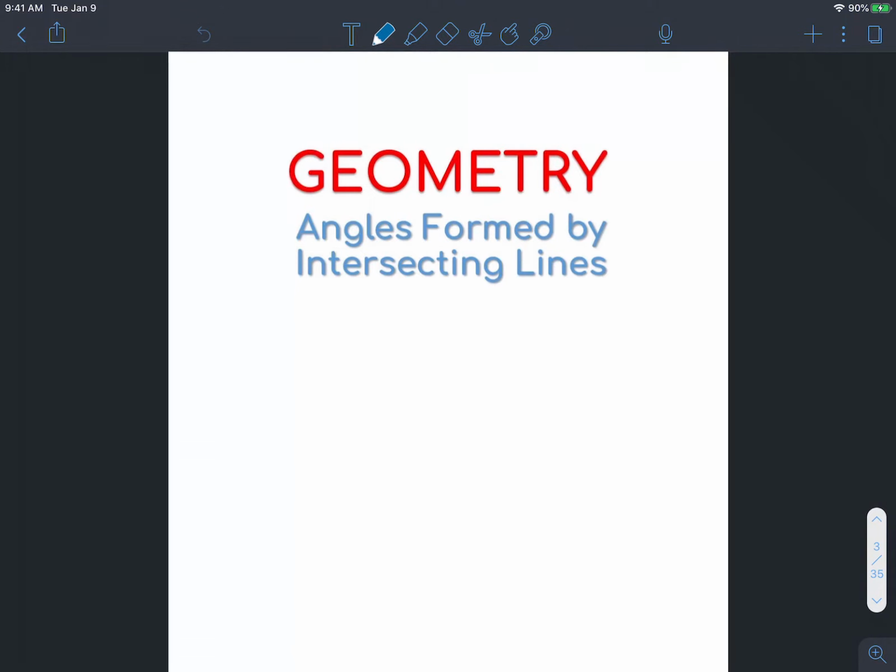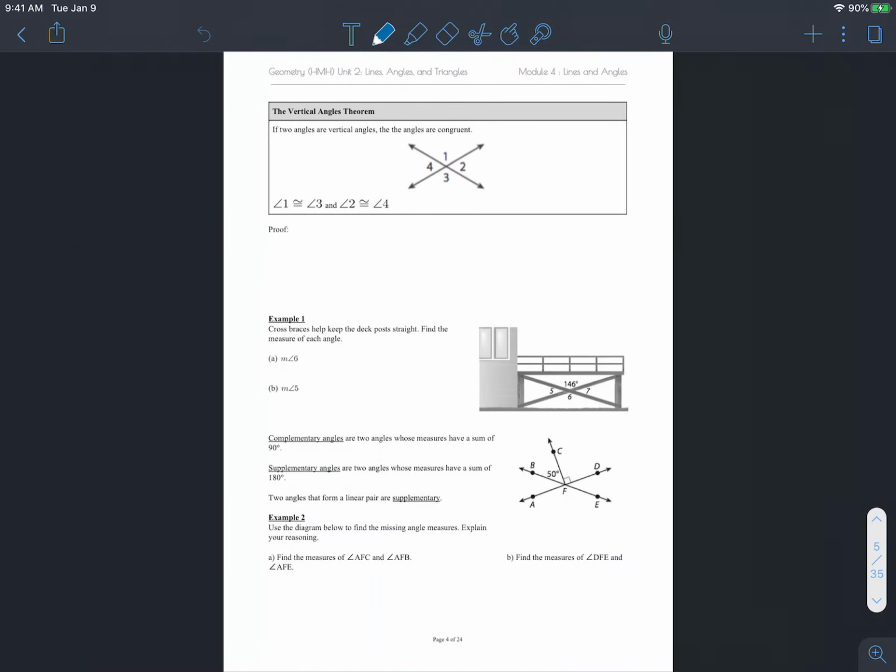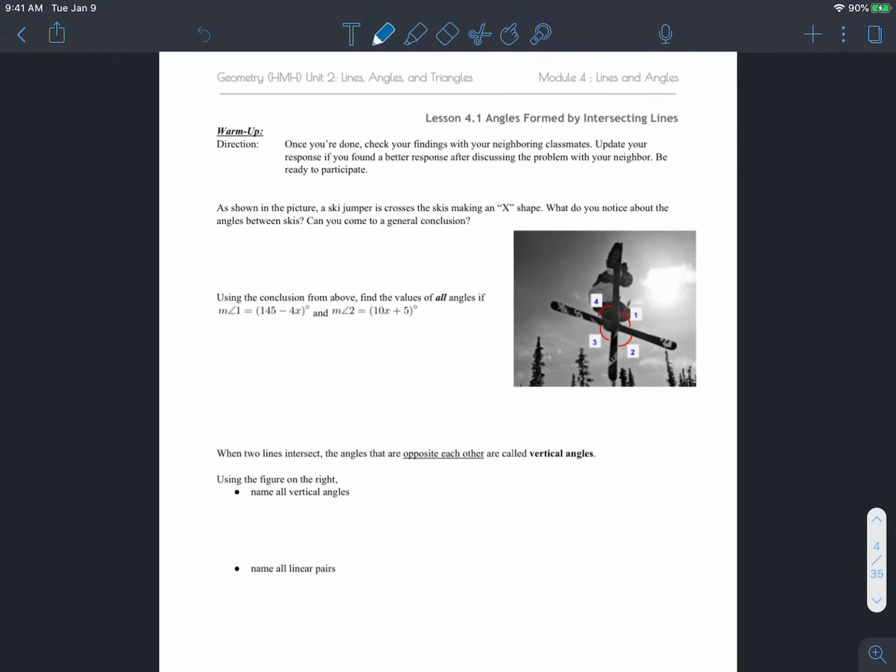Geometry lesson, angles formed by intersecting lines. All right, guys, we have a warm-up, but we'll be doing that in class. I do encourage you to look through it, but we'll be doing that as a warm-up in class, so you don't have to deal with this right now.